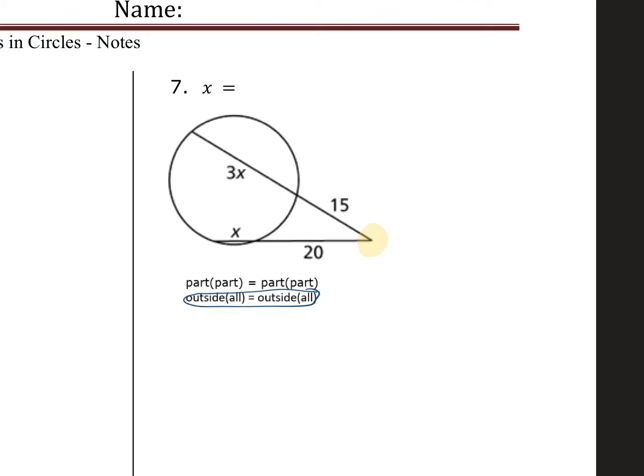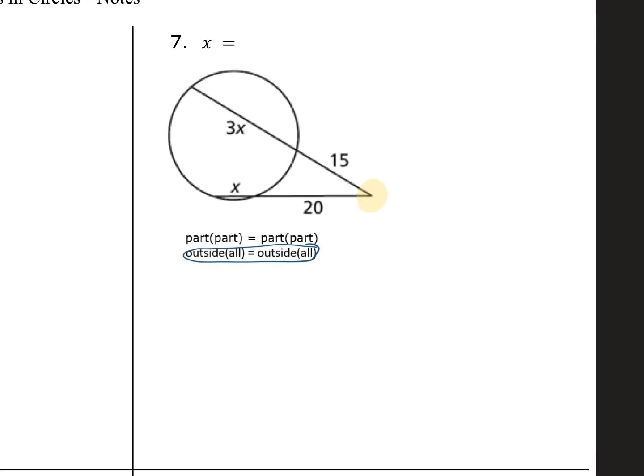For number 7, again, our intersection is on the outside of our circle, so we're using the outside times all formula. So we'll start with the top line. The outside section of the top line is 15 times all of this line. So we're adding those two things together. So we have in parentheses 3x plus 15 for the whole line.